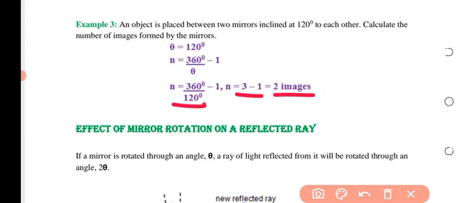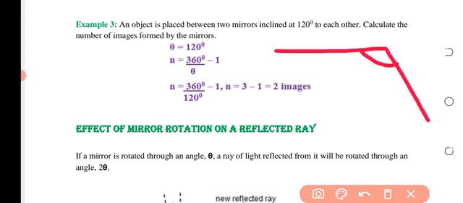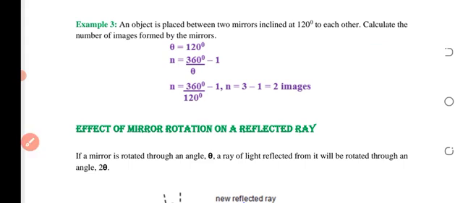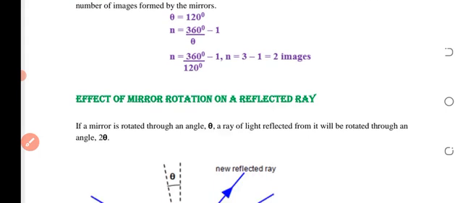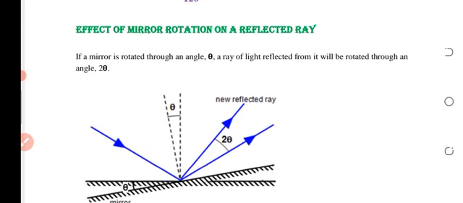That is, when two mirrors are inclined at an angle of 120 degrees to each other, the number of images formed will just be 2 in the mirror. That is what this one is telling us. Okay, and lastly, let's consider the effect of rotating a mirror. What would be the effect on the reflected ray?